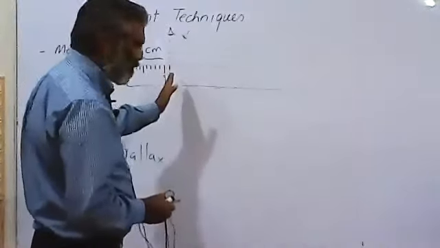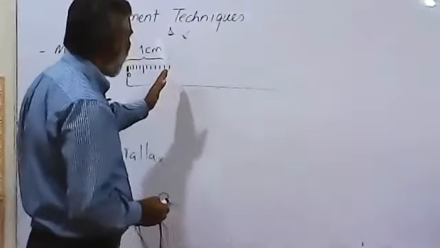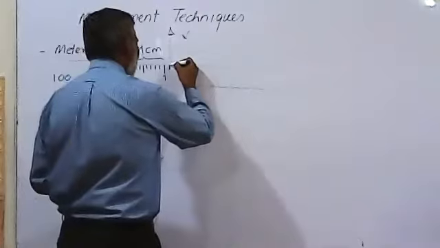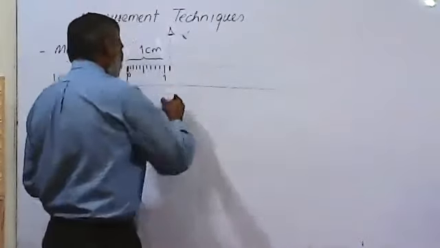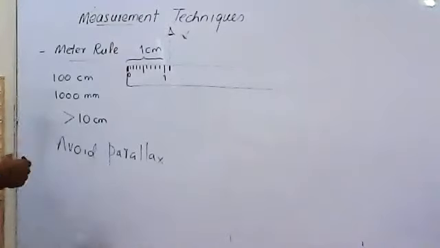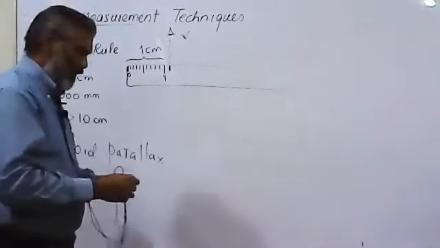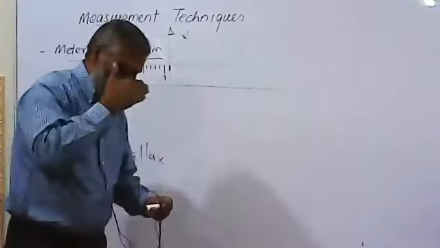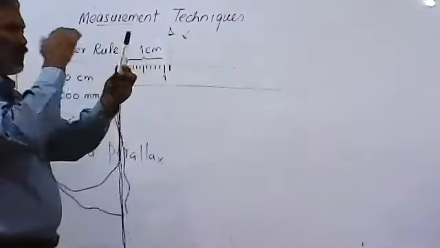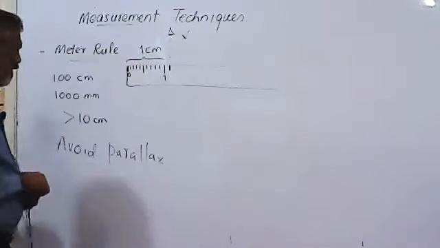parallel to the scale or in line with the reading. In line with the reading means exactly at the same level where the reading is. If you are reading it in this manner, your eye is exactly like this. If the scale is in front of you, your eye should be at the same level where the reading is.